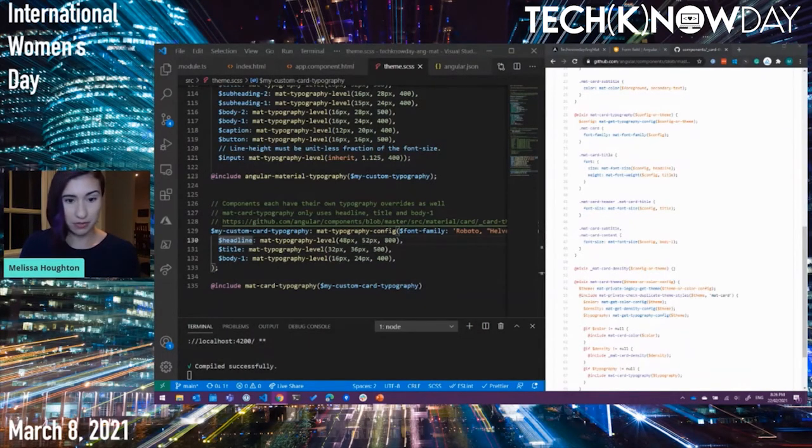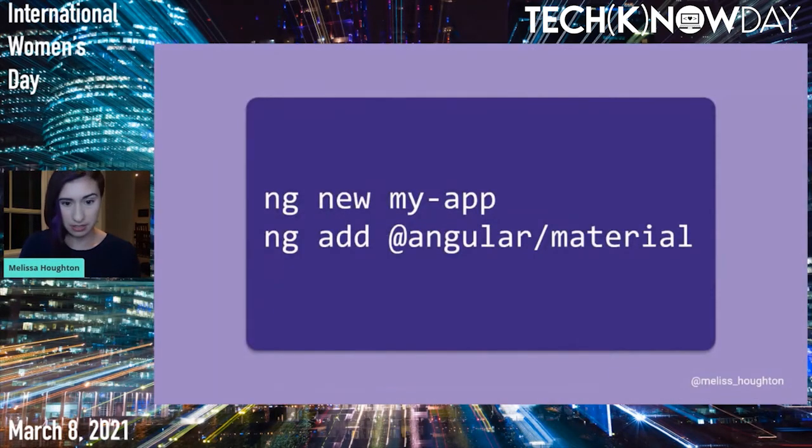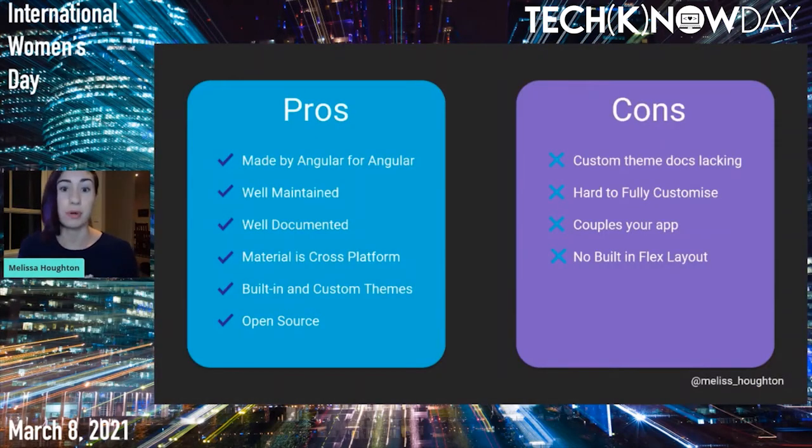So let's jump back over to my slides, and let's take a look at some of the pros and cons with Angular material. So from a pro side of things, it's made by Angular for Angular. We saw that the code is alongside the Angular code, which is really handy. It means it's well maintained and well documented.